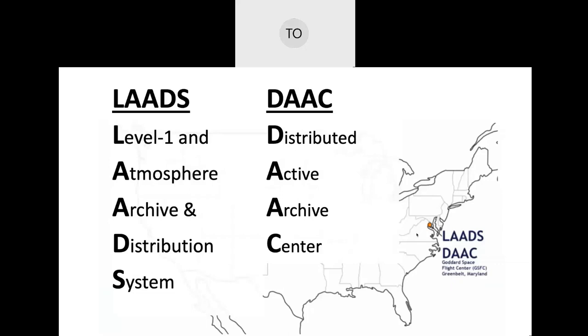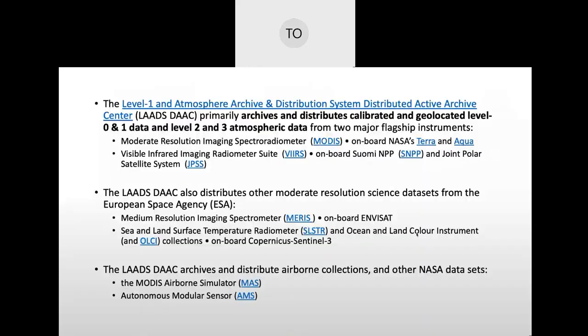Now we have this description of what it stands for, but what does it actually do? As you gathered from the name, we archive and distribute both level 1 data as well as atmospheric data. Our primary sources are the Moderate Resolution Imaging Spectroradiometer on board NASA's Earth Observing System Aqua and Terra satellites, and the Visible Infrared Imaging Radiometer Suite on board Suomi NPP and NOAA's Joint Polar Satellite System, or JPSS.